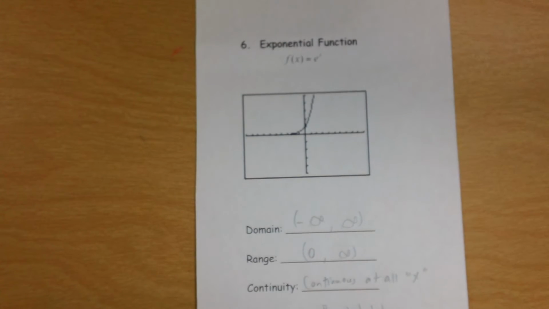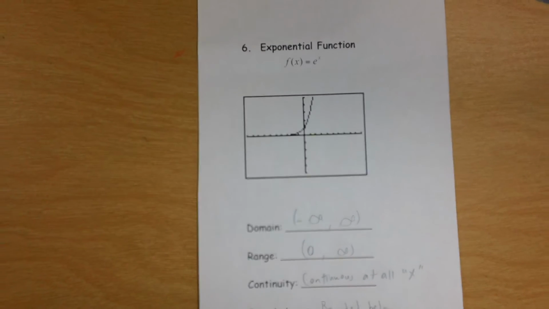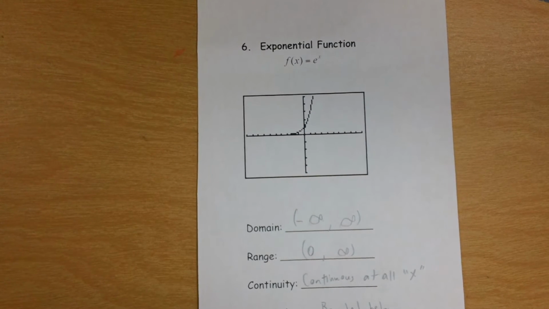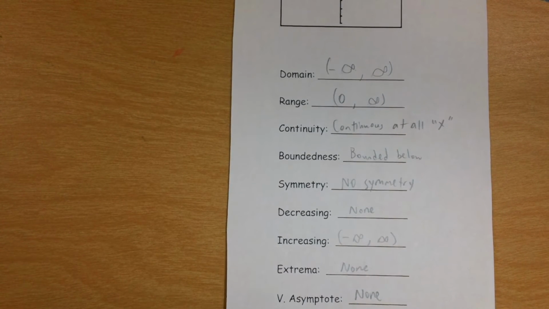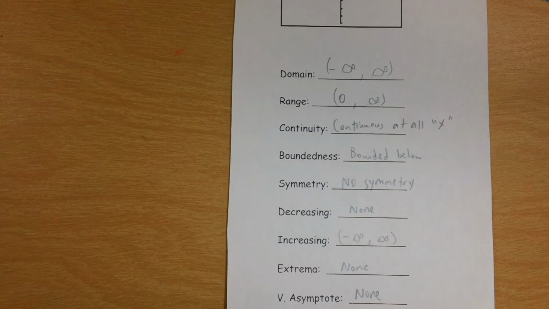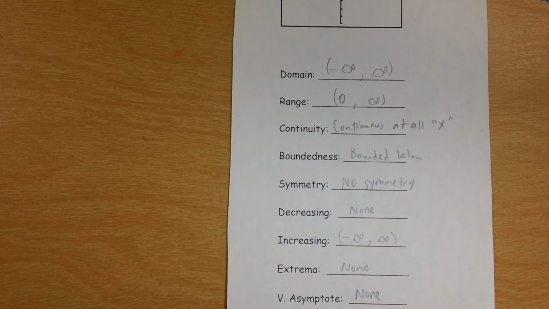This is the exponential function, and the domain is negative infinity to infinity, and the range is 0 to infinity. It is continuous at all x and bounded below. It has no symmetry, and there's no decreasing, and it's increasing from negative infinity to infinity. There's no extrema, no vertical asymptote, a horizontal asymptote at y equals 0, and the limit of f of x as x approaches infinity is infinity, and the limit of f of x as x approaches negative infinity is 0.